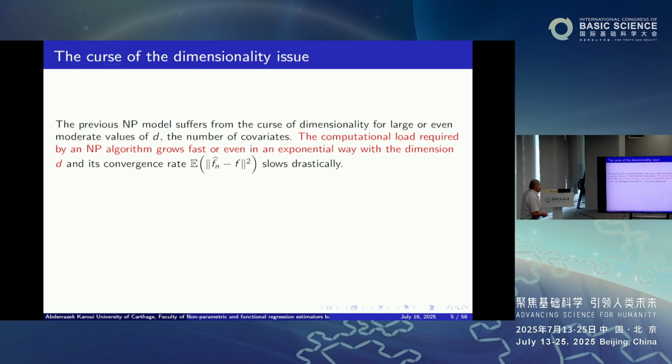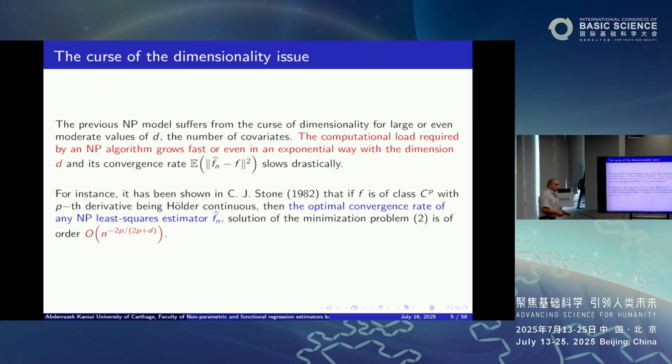Well, the previous NP model suffers from the curse of dimensionality. For large or even moderate values of dimension d, the computational load required by an NP, meaning non-parametric, regression estimator grows fast, even exponentially, with the dimension d, and its convergence rate slows drastically. This is what Richard said.